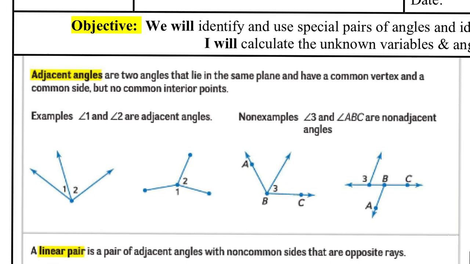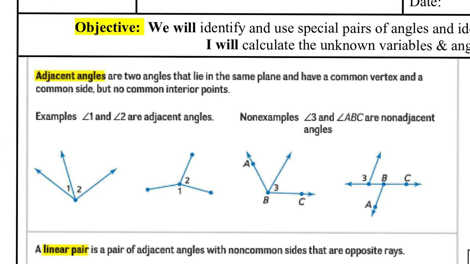In this first section here, I'm defining adjacent angles for you. That's going to be two angles that lie in the same plane and have a common vertex and a common side, but no common interior points. So, what does that mean? Examples, a couple of examples of adjacent angles.